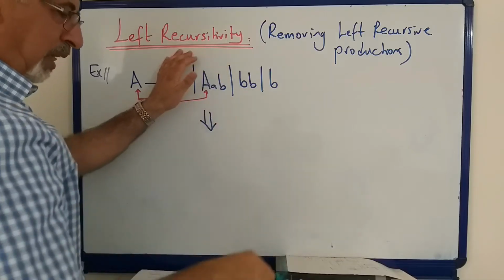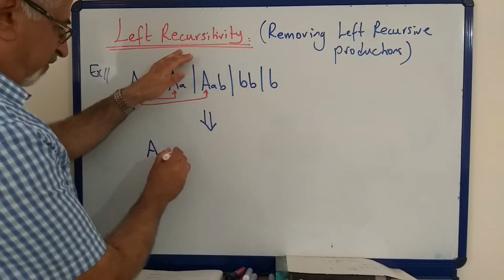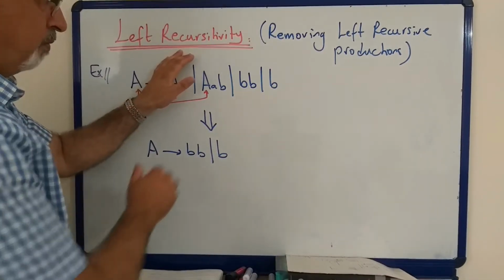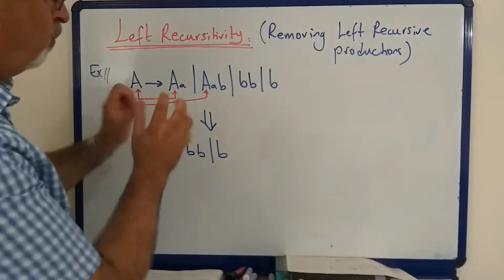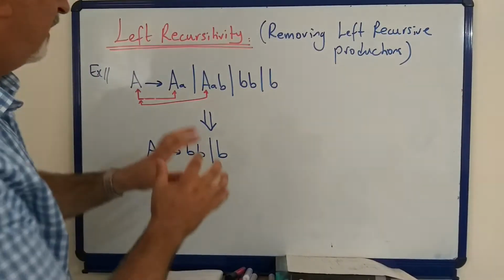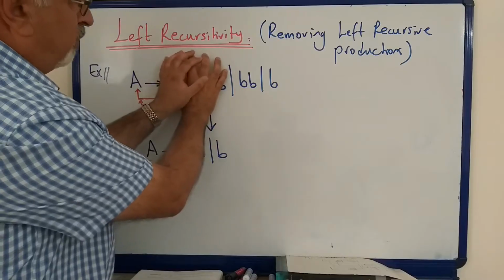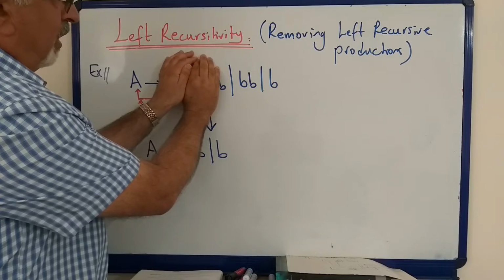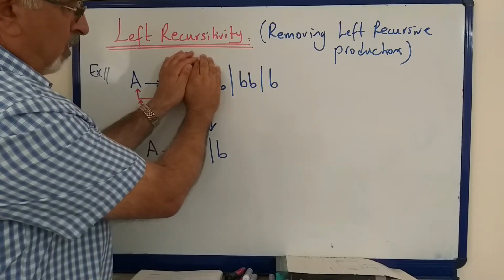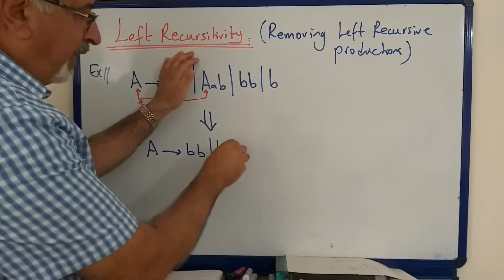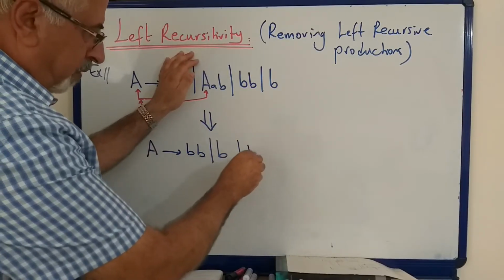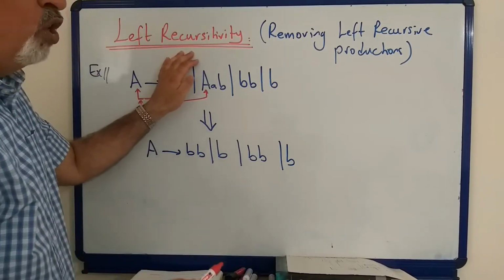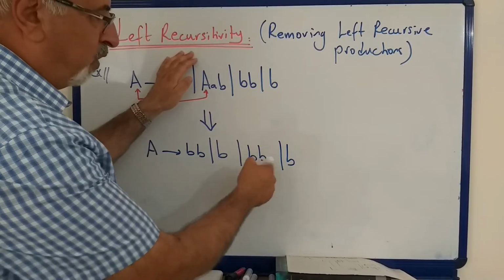BB or B. So I will write it. A gives BB or B. Okay, what I did again, I will hide the left recursivity. So there is left recursivity, I will hide these productions. What is the remaining? BBB or B. I will write it. Then I will write it again twice. BB or B. I will write it twice, and I will introduce a new non-terminal for the second time.